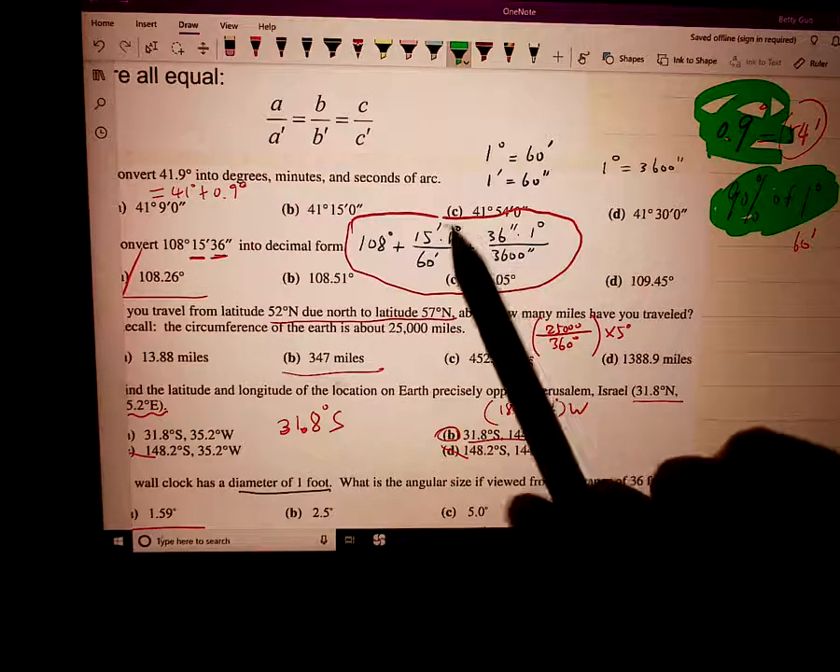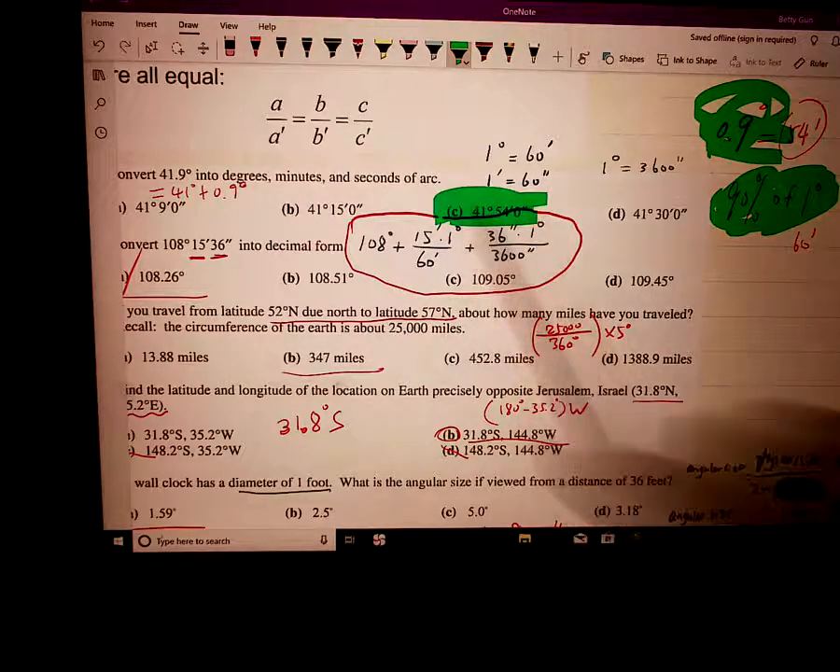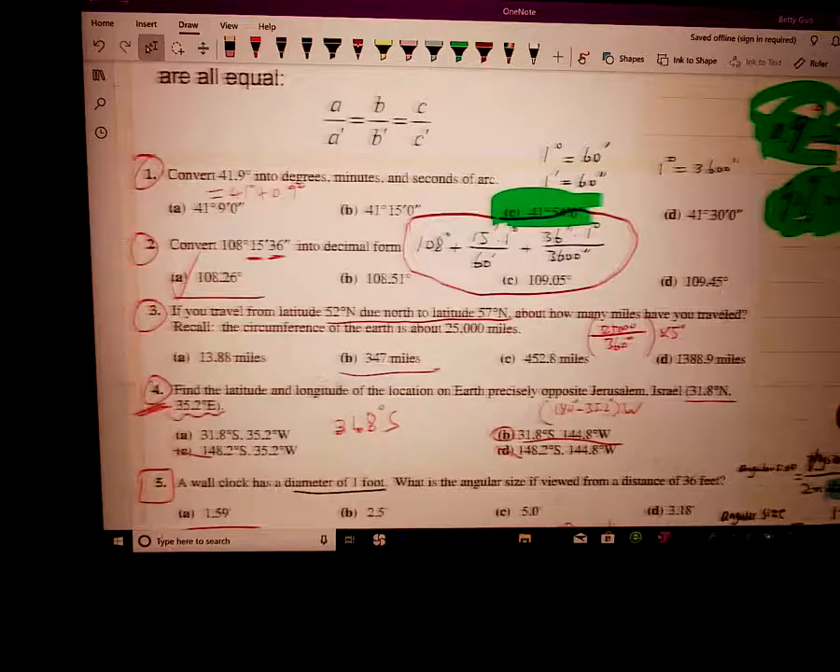You should choose which one? You should choose C. Okay? Try to repeat the video. Try to repeat this part and really make sense of it.